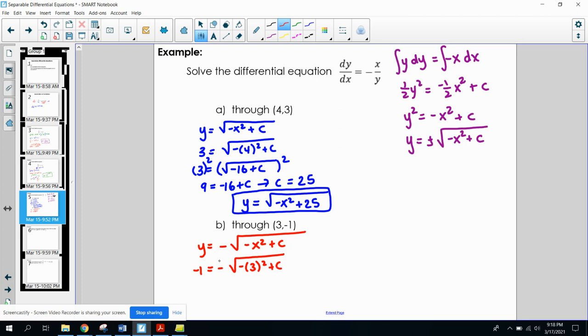And again, I'm going to square both sides. When I square negative 1, I get 1. When I square the right-hand side, this negative will go away and become positive, and then I have on the inside here negative 9 plus c. When I solve for c, I get that c is equal to 10. So my particular solution here would be y is equal to negative square root of negative x squared plus 10.